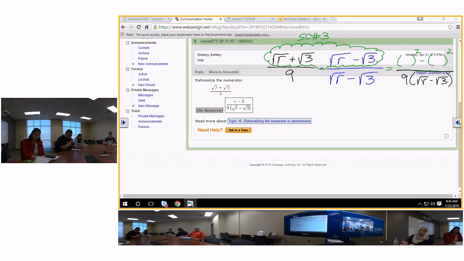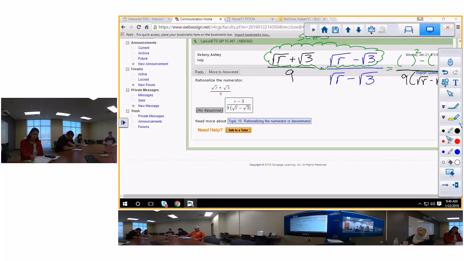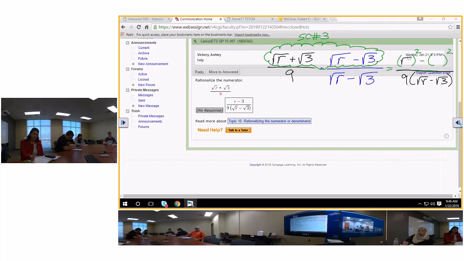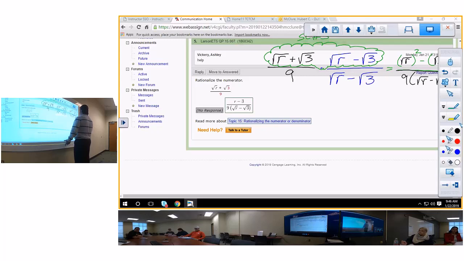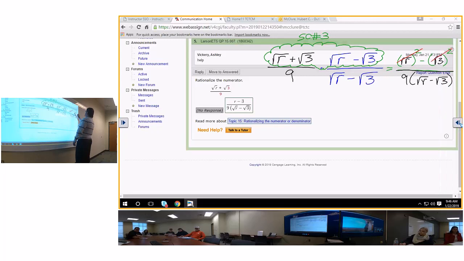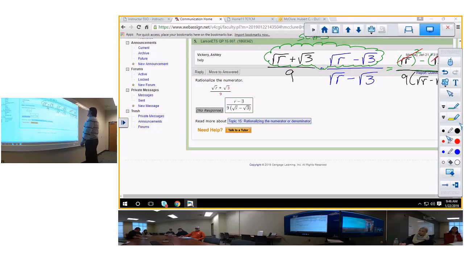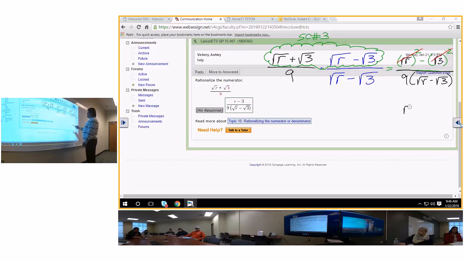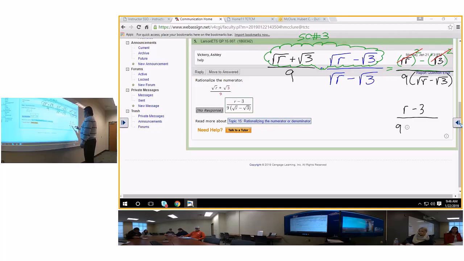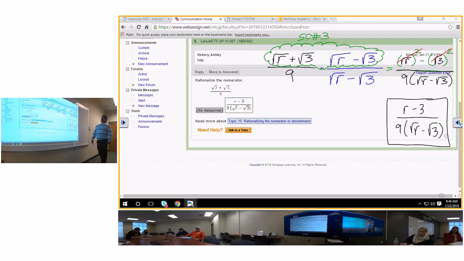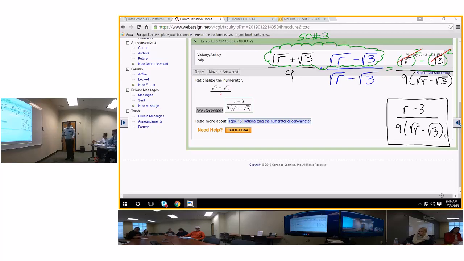I do have mine. It's square root of r, square root of 3. Take my handy dandy red pen, and what happens to the square root and the square? They cancel, choose a way. Another radical. So what's in the numerator? R minus 3 over 9 times square root of r, square root of 3. Now, we just did the problem that was asked, okay? And that's your answer in the green box over there.